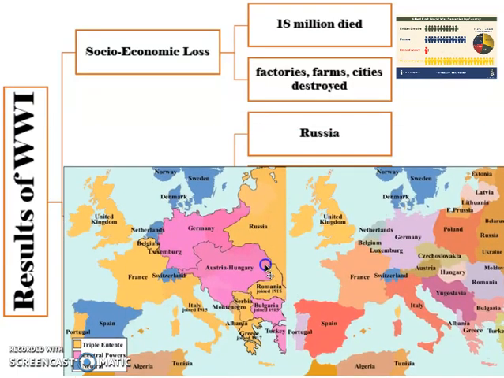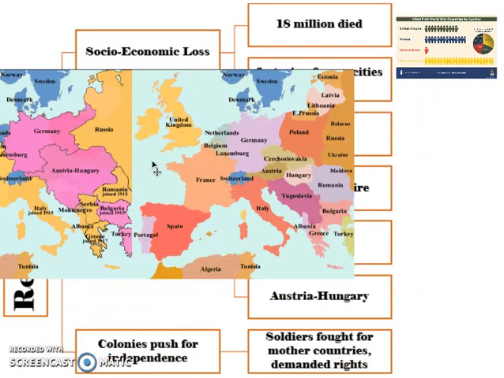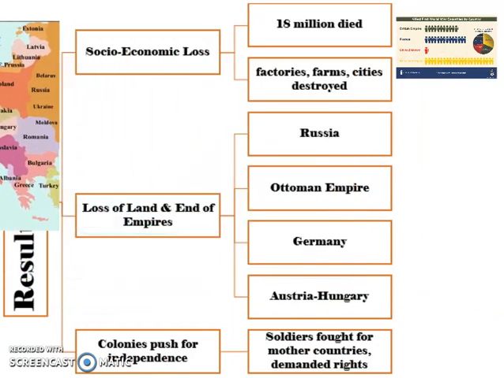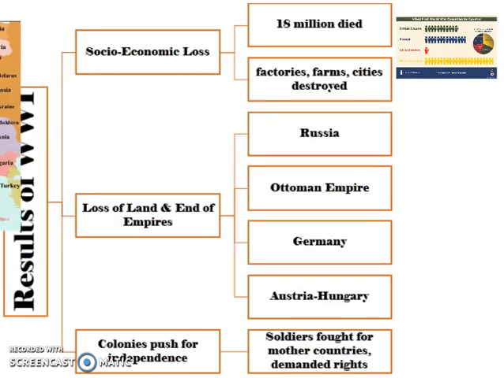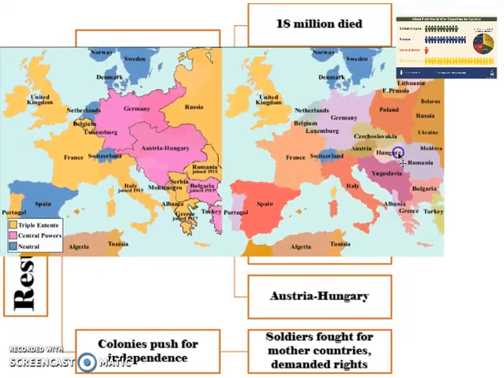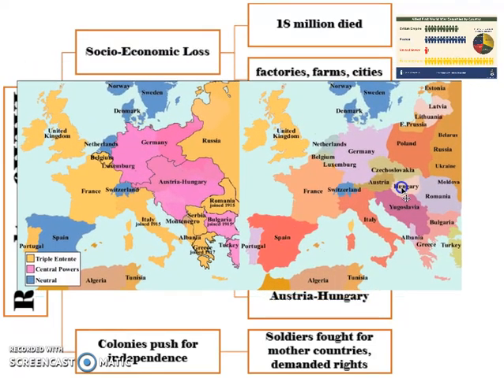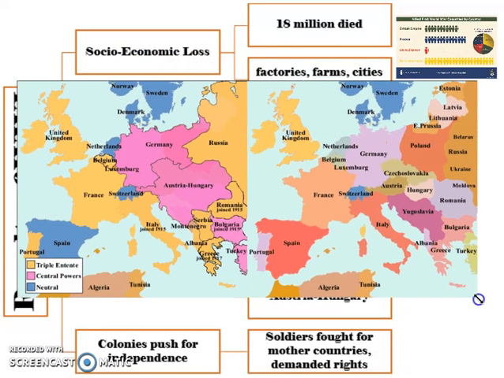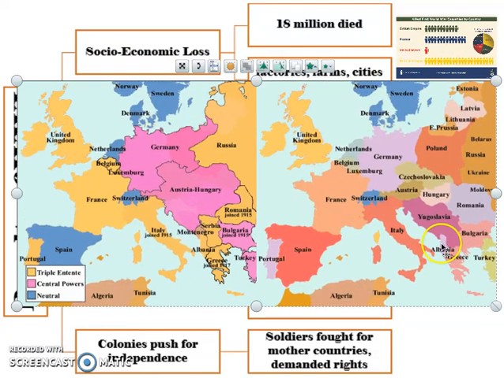We also have this map, and this map is going to be important, so I'm going to bring it back in just a second. But you can see that there's a loss of land and the end of empires. The Russians lose land, the Ottomans lose land, the Germans and the Austro-Hungarians, those empires no longer exist. On the right side of the screen, you have post-World War I, and on the left side of the screen, you have pre-World War I.